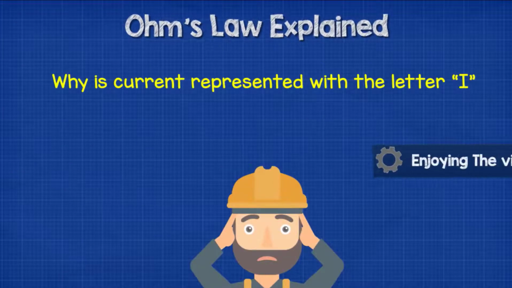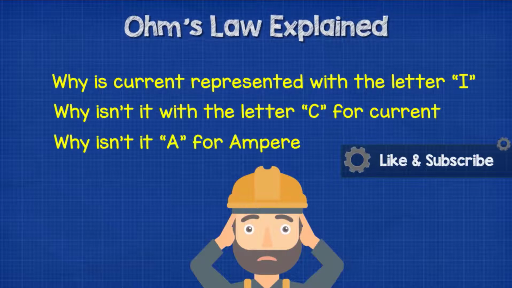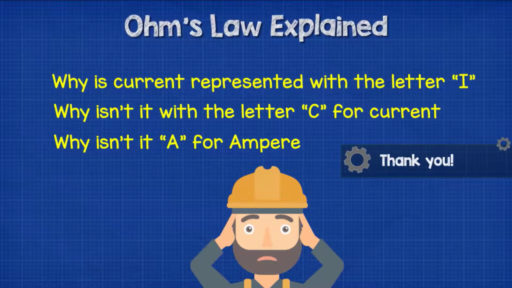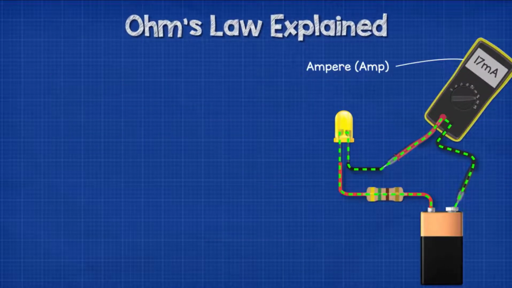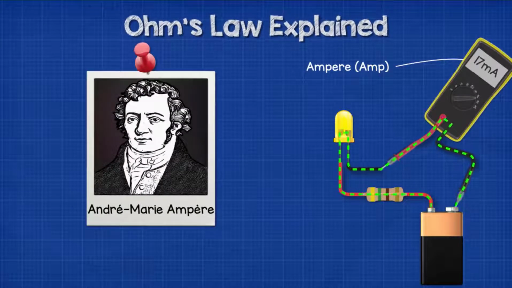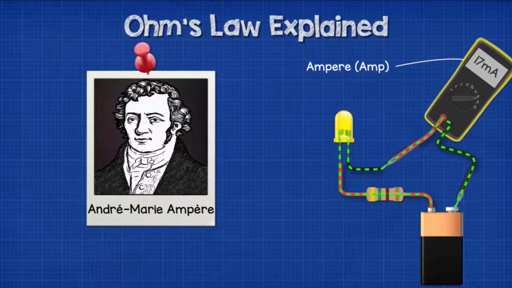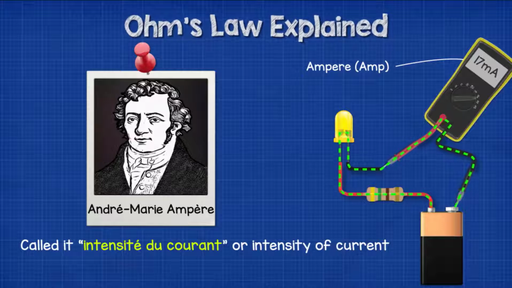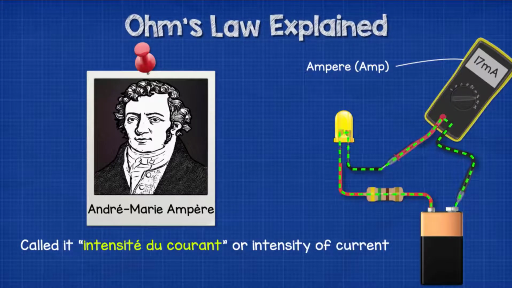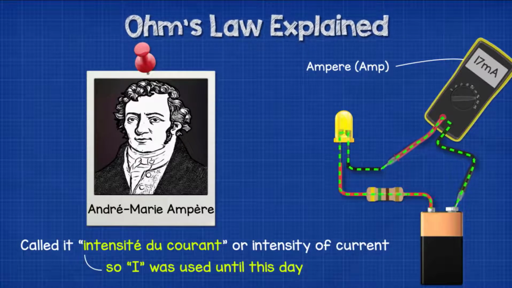Now I know what you're thinking: why is current represented with the letter I and not a C for current, or even a letter A for the unit of ampere? Well, the unit of current is the ampere, or the amp, and this is named after André Ampère, a French physicist. A couple of hundred years ago, he undertook lots of experiments, many involving varying the amount of electrical current. So he called this intensité du courant, or the intensity of current. So when he published his work, they took the letter I and it became standard until this day.